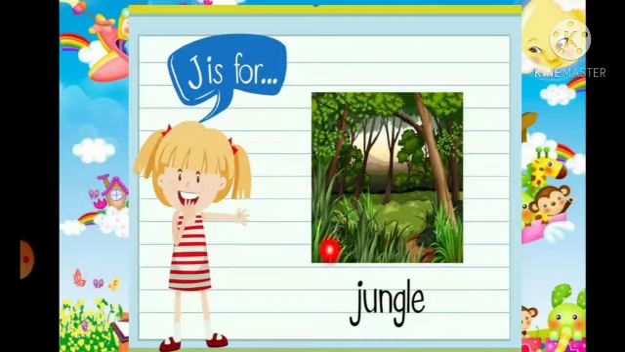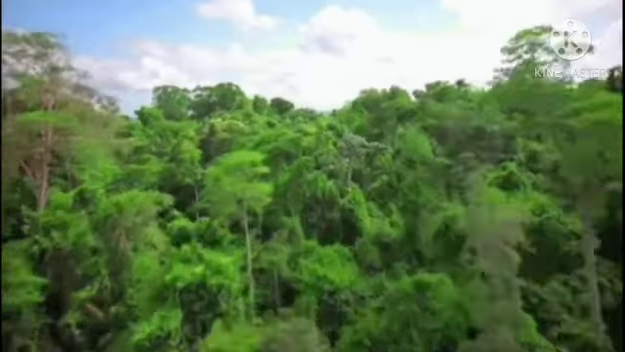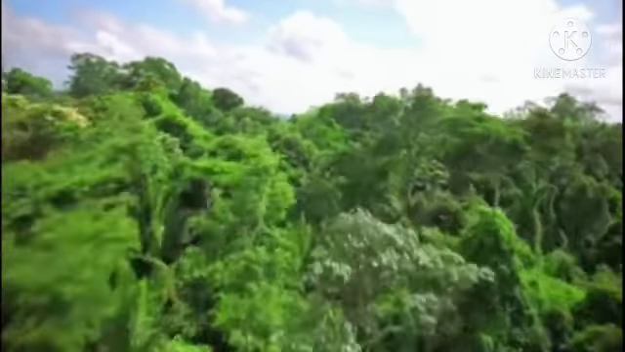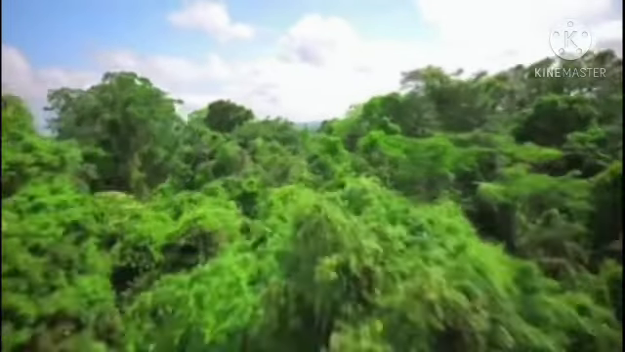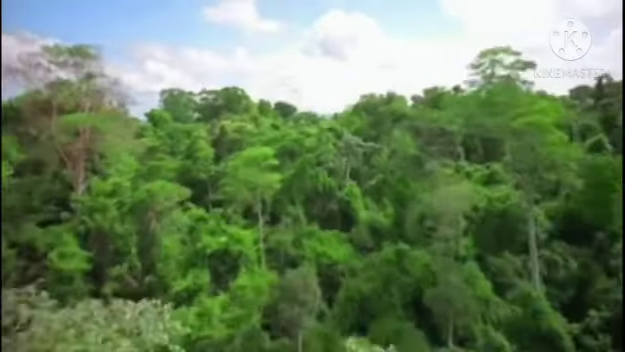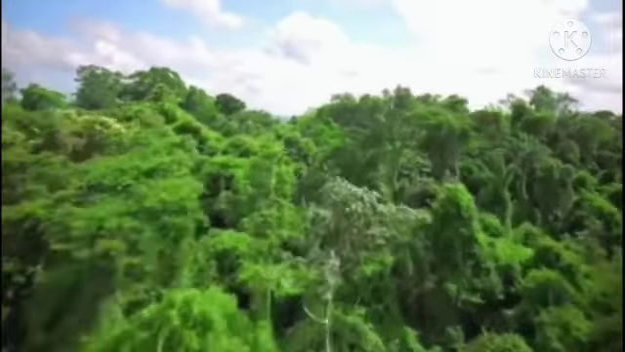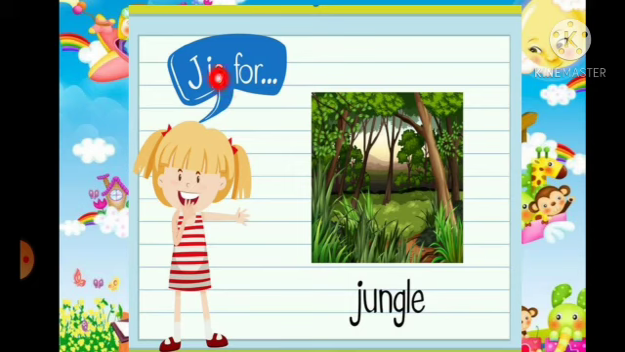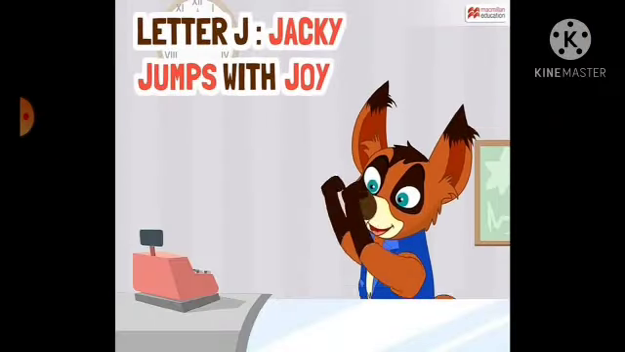This is our last picture. Now you tell me, children, what picture is this? Can you guess what picture it is? Yes, J for jungle. Children, what do you mean by jungle? Jungle means forest. It is covered with lot of trees with different kinds of trees. So, J as in jungle. Okay, children, now let us see the small story.